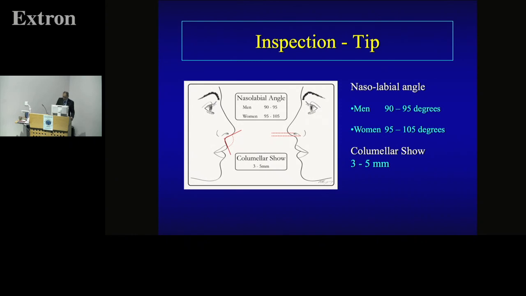The other thing is the nasolabial angle, because the nasolabial angle is very important again for femininity or masculinity. Nasolabial angle should be about 90 in men. In women, it could be a bit more open than this, like lifting up again. So that's important as well.